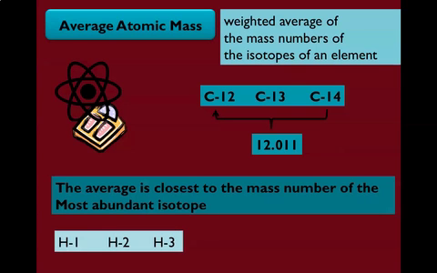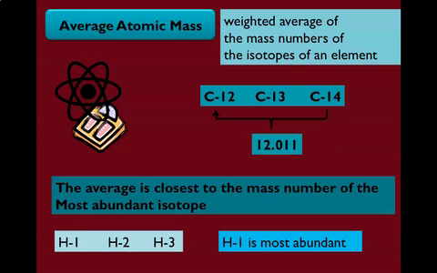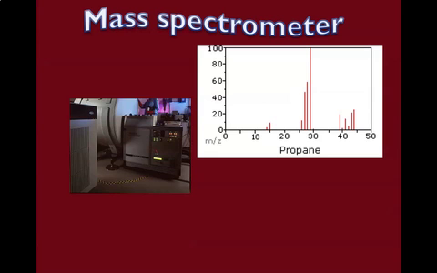With our hydrogens from the last slide, we have hydrogen 1, hydrogen 2, and hydrogen 3. Hydrogen 1 is the most abundant. And we know this from the periodic table, where the mass is 1.008. It's closest to 1.